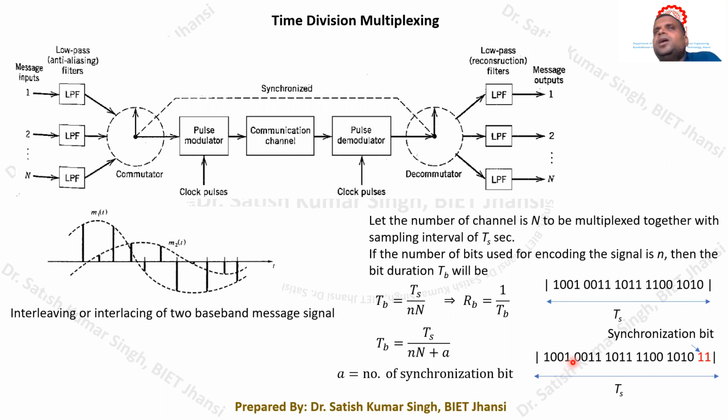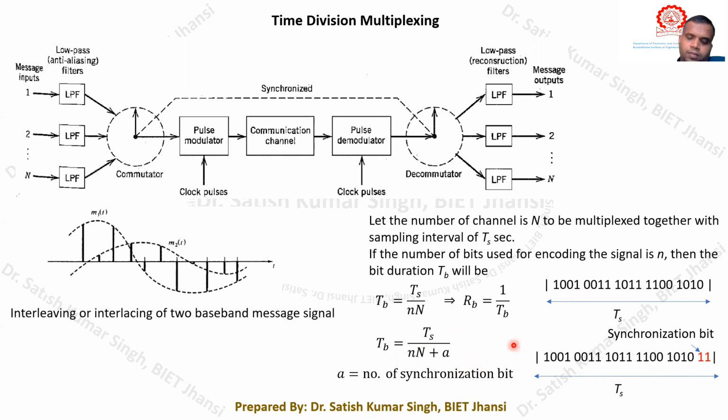Whatever the synchronism mechanism, whichever way we have added the extra synchronization bits, remember that within the TS second, all those bits have to be sent. So all the encoded bits plus the synchronization bits have to be sent within the TS second. And the bit duration TB will be equal to TS divided by (nN plus A), where A is the number of synchronization bits.